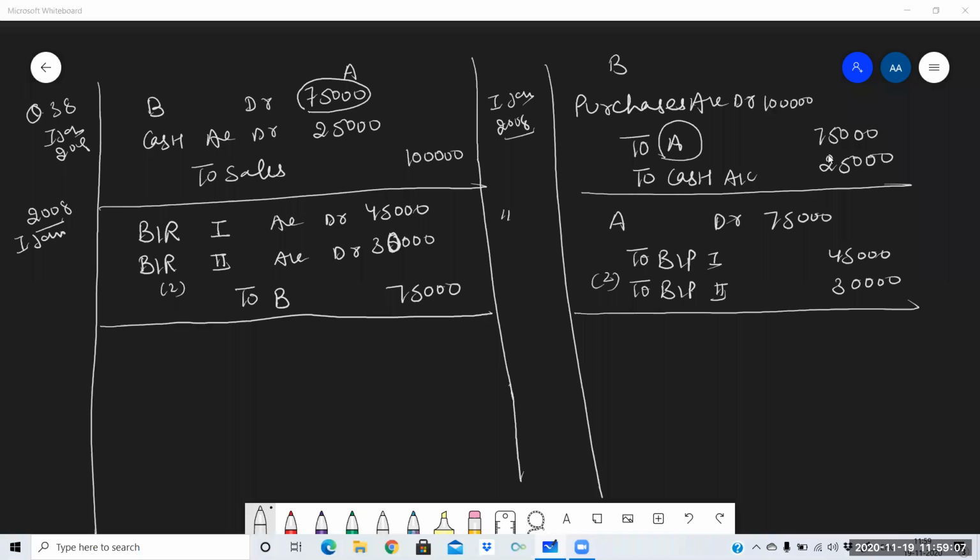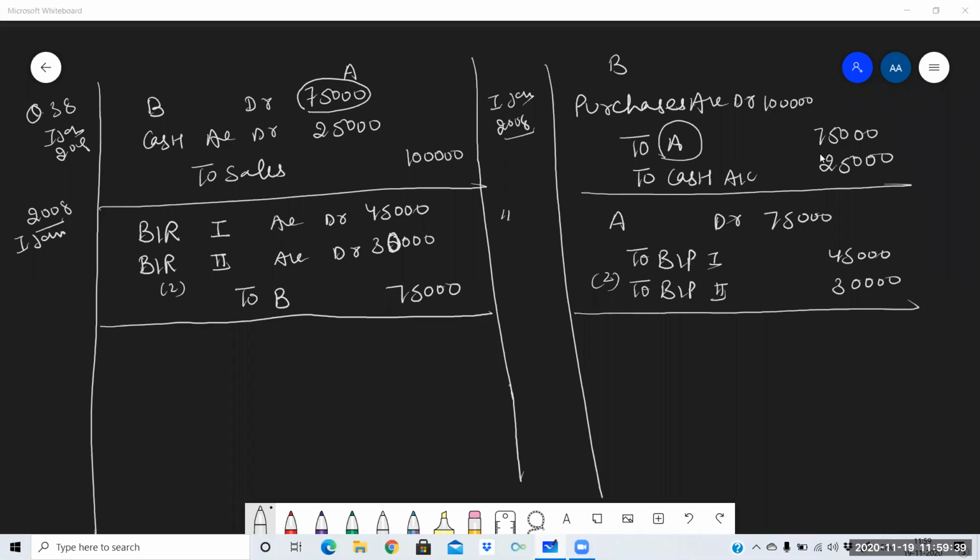Now read the question. Both bills were duly accepted by B. So he has written the bill and bills are accepted by B. So it means this entry we have passed. First bill was endorsed to C in settlement of his account of rupees 45,000. So now, who can do the treatment with the bills? Only the drawer. So when he will be treating the bills, then there will be no entry in the books of B.